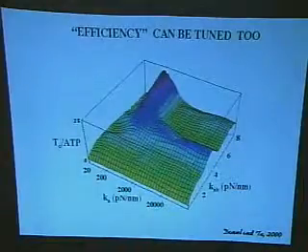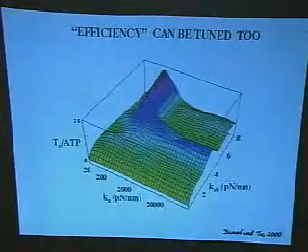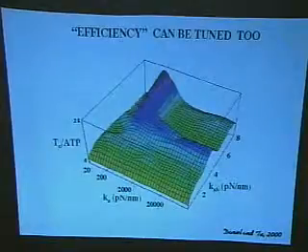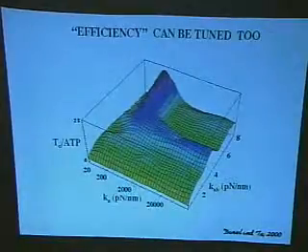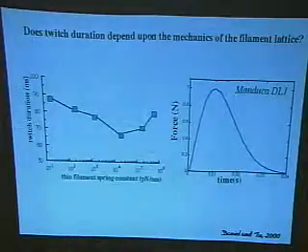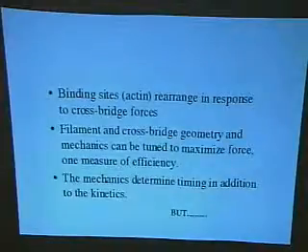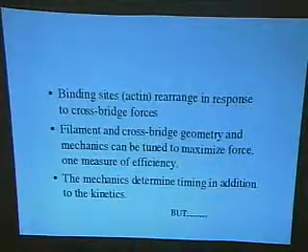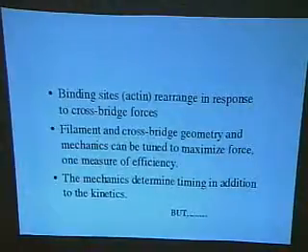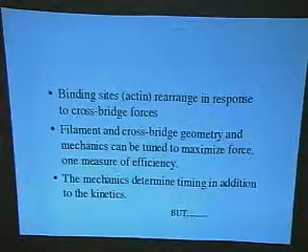And in fact, the newer estimates of force generation, or spring constants of skeletal myosin, is closer up to here now. When we did the simulations, it was about maybe a tenth of what we think it is today. I'm going to skip this, but the temporal dynamics matter a lot. Okay, here's the trick. Binding rearrangement happens in response to cross-bridge forces. The geometry and mechanics can be tuned to maximize force as one measure of efficiency, or force per ATP molecule.